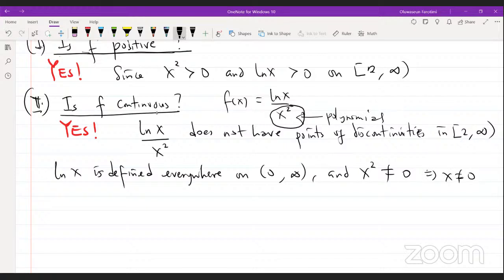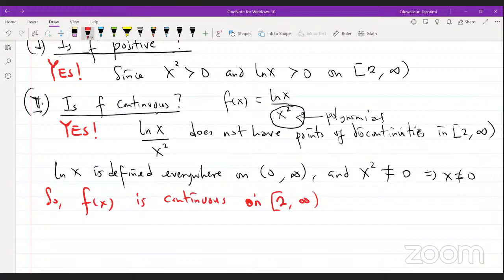So how do we conclude this? We already said ln of x divided by x squared doesn't have a point of discontinuity in 2 to infinity. ln of x is defined everywhere here, and x squared is not equal to 0. So f of x is continuous on 2 to infinity.